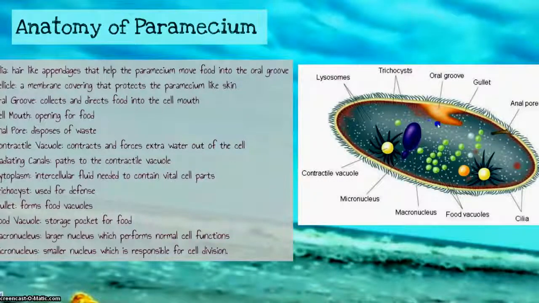Well, you can't really see it in the paramecium, but they have a pellicle, which is a membrane covering that protects the paramecium like a skin, so it's like a second skin. And then we have the contractile vacuole. It's a bit obvious right here.